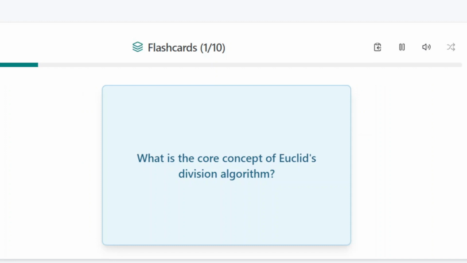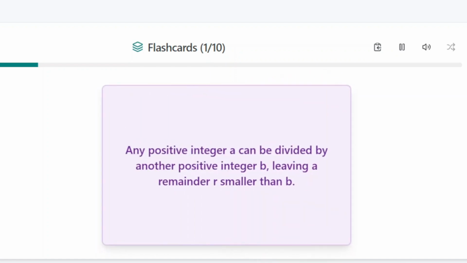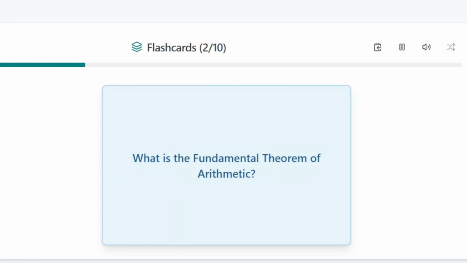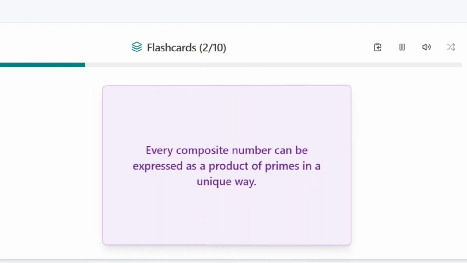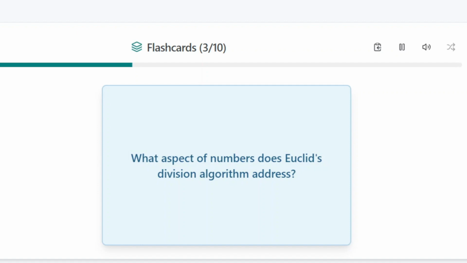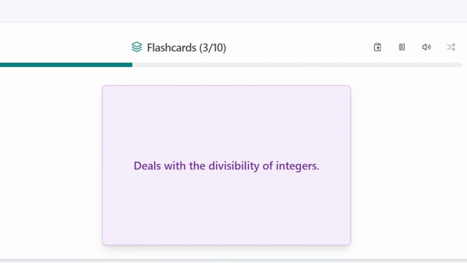Now starting, flashcards. What is the core concept of Euclid's division algorithm? Any positive integer a can be divided by another positive integer b, leaving a remainder r smaller than b. What is the fundamental theorem of arithmetic? Every composite number can be expressed as a product of primes in a unique way. What aspect of numbers does Euclid's division algorithm address? It deals with the divisibility of integers.